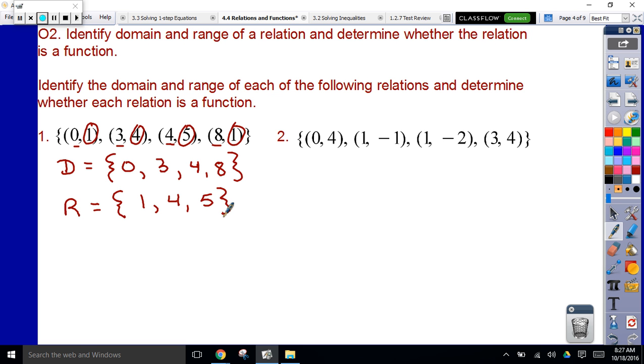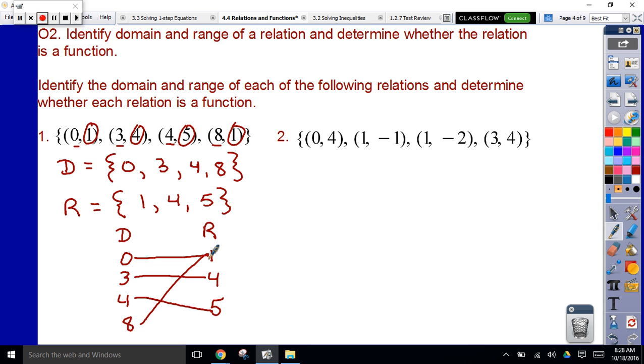Now we have to decide whether this is a function. The best way to do this is to draw what's called a mapping diagram, where we list the domain and the range. So the domain, we have 0, 3, 4, and 8. And the range, we have 1, 4, and 5. In our ordered pairs, 0 is paired with 1. So we draw a line from 0 to 1. 3 is paired with 4. 4 is paired with 5. And 8 is paired with 1.